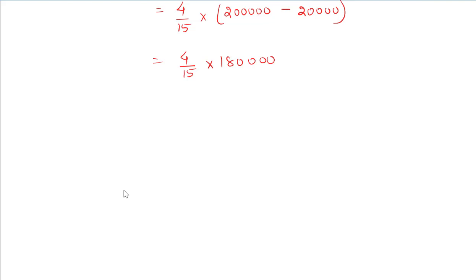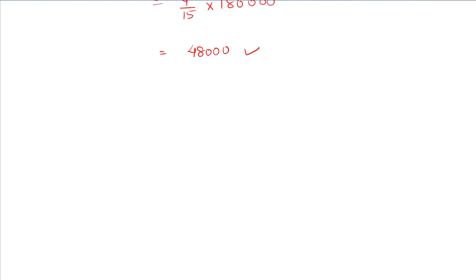4 by 15 multiplied by 1,80,000. Solve it on your calculators quickly. 4 by 15 multiplied by 1,80,000. The answer is 48,000.